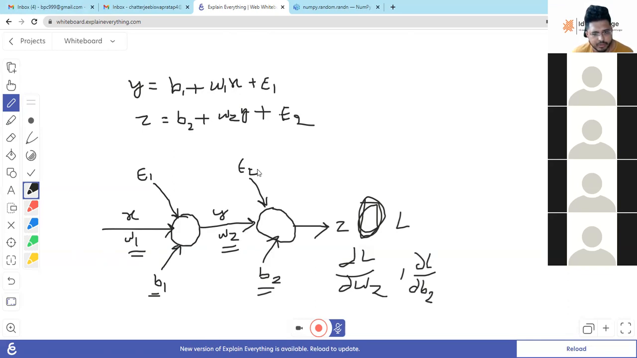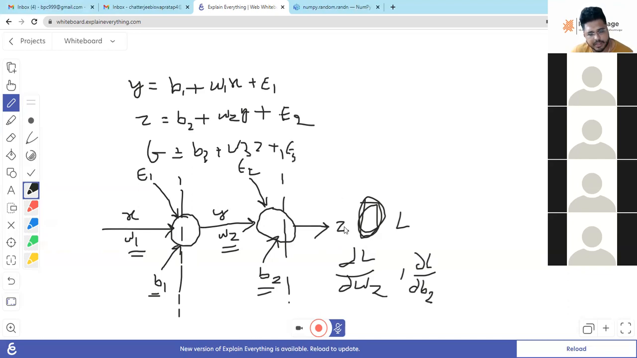This is called the chain rule. First apply it for this layer, then apply it for this layer, and keep on going. This is a single node multi-layer neural network. I can chain as many linear equations as I can. I can put here F is equal to B3 plus W3 Z plus epsilon 3, so it will again connect one more. Getting the point, or any doubts?